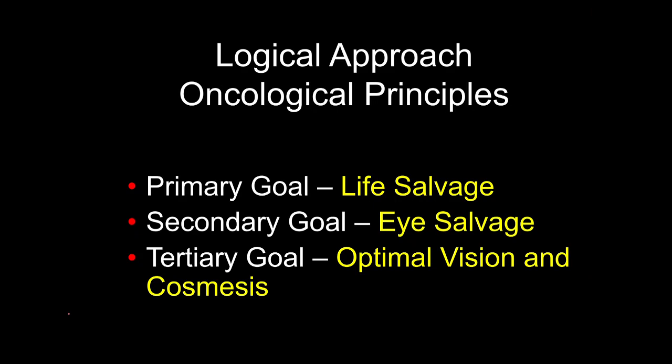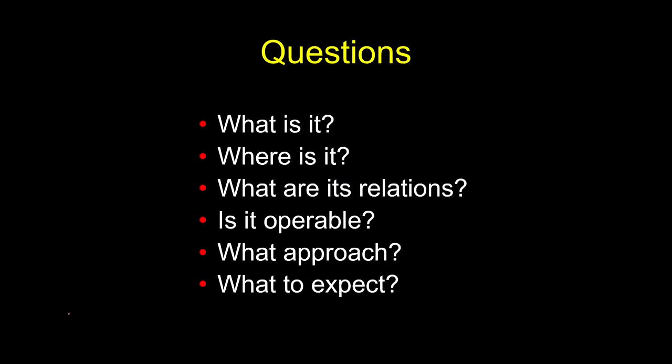The primary goal in any malignancy would be life salvage, and if that is possible, eye salvage, and the tertiary goal would be optimal vision and cosmesis. So whenever you have a patient with an orbital tumor sitting in front of you, you have to ask these questions and answer them yourself.